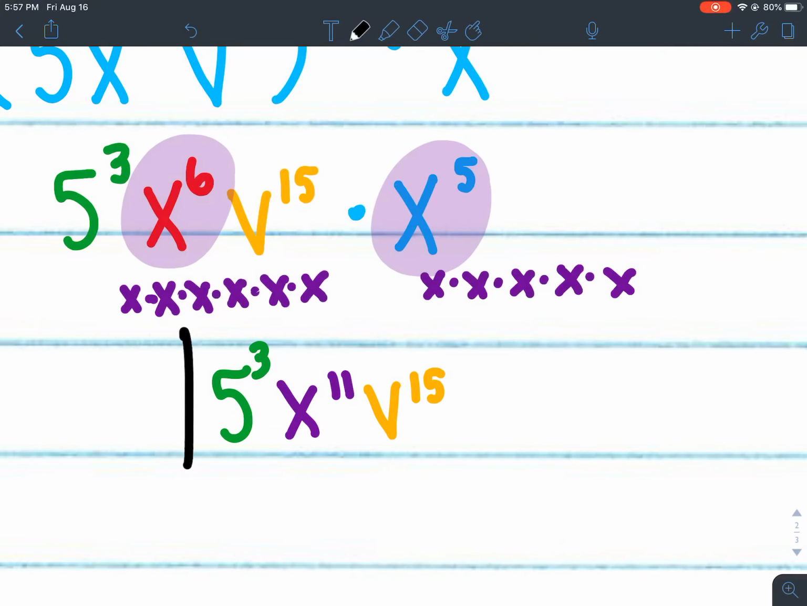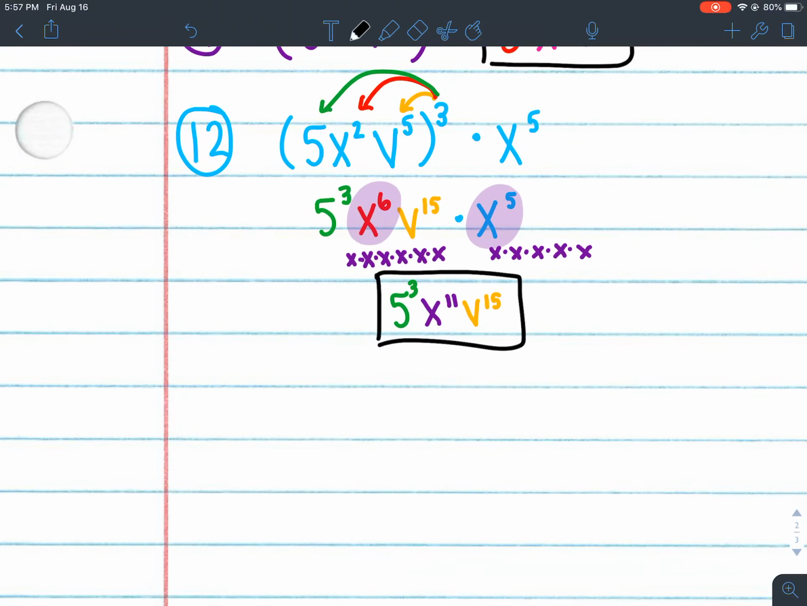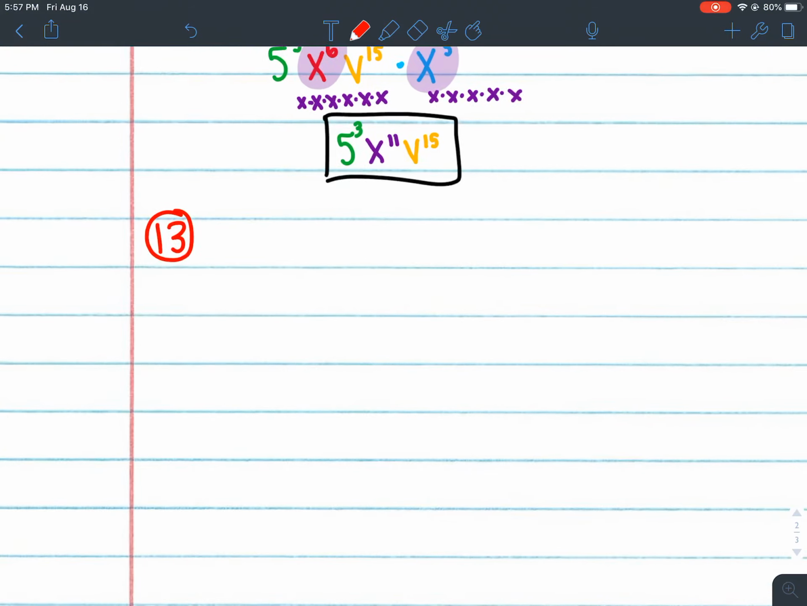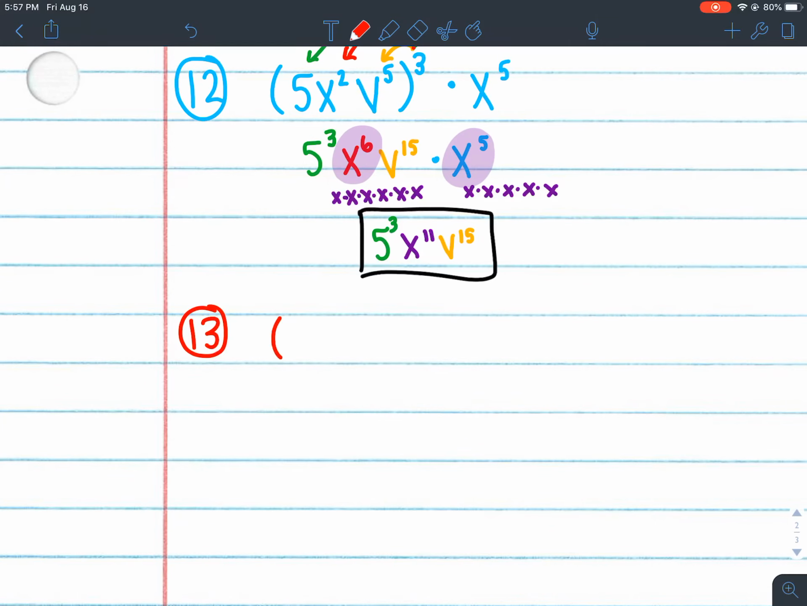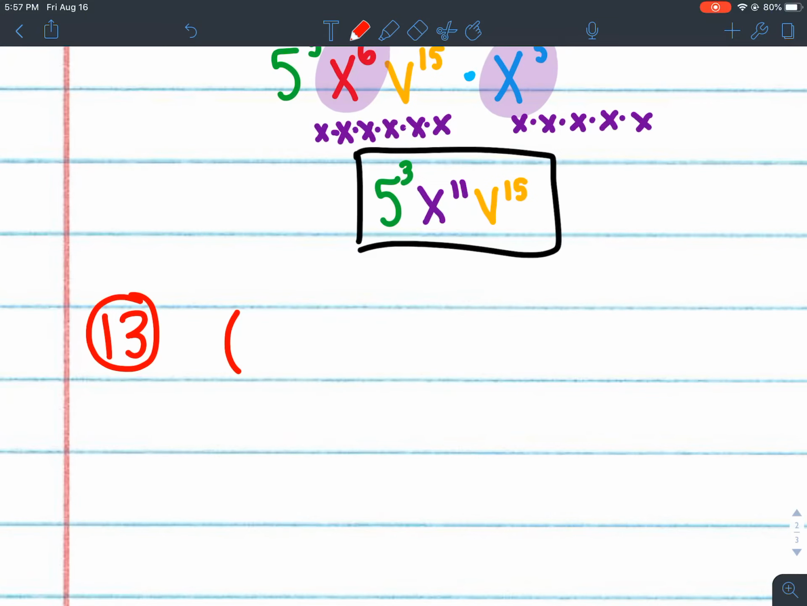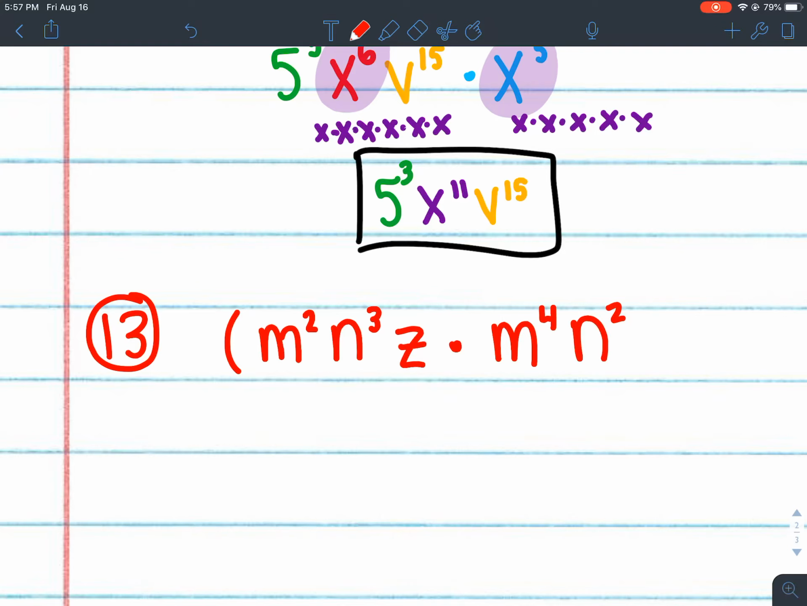Actually, I'm going to make that a different color. I like just making things different colors. Okay, so that's that one. And then we'll go ahead and do a couple more, and then we'll be done with our notes here. So let's go ahead and do another one. Let's do one without any numbers on the inside. So we have m squared n cubed and a z times m to the 4th and n squared.